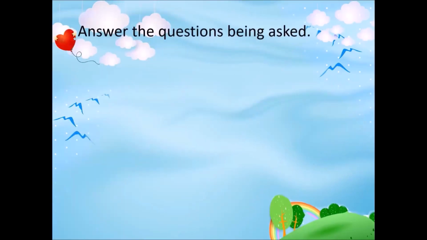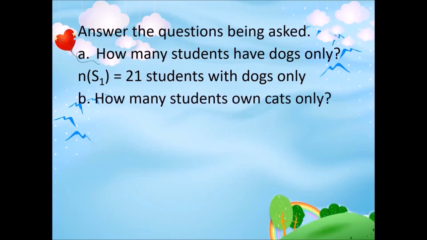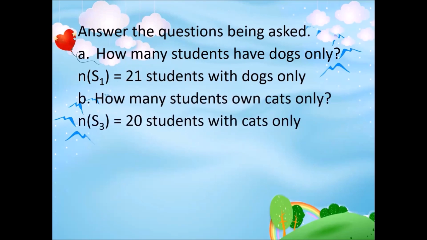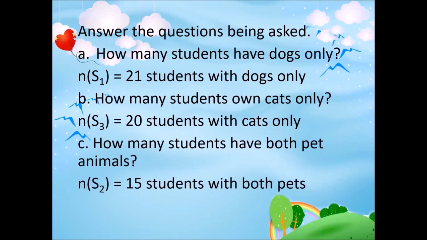The question number 1. So we have how many students have dogs only? We have 21 students with dogs only. Then how many students own cats only? So we have 20 students with cats only. And how many students have both pet animals? We have 15 students with both pets.